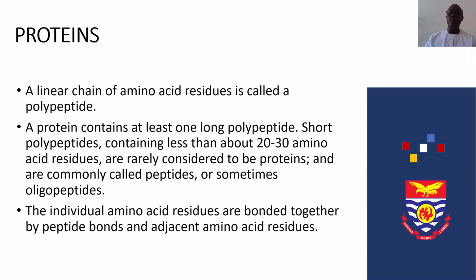A linear chain of amino acid residues is called a polypeptide. A protein contains at least one long polypeptide. Short polypeptides containing less than about 20 to 30 amino acid residues are rarely considered to be proteins and are commonly called peptides or sometimes oligopeptides. The individual amino acid residues are bonded together by peptide bonds and adjacent amino acid residues.